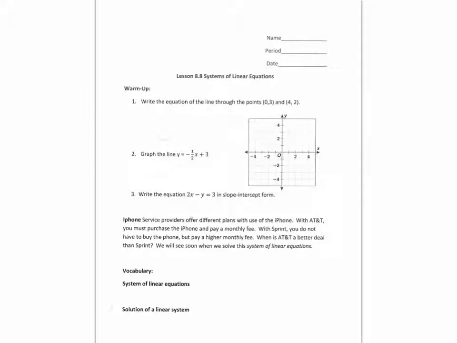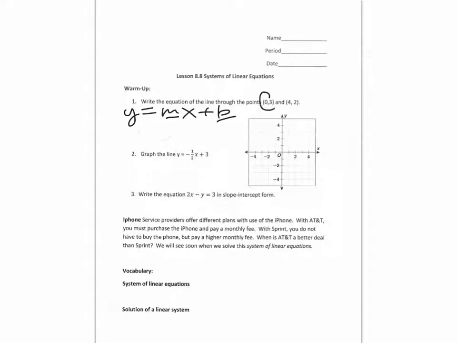I've thrown in a couple of warm-up questions to start with to review what we've seen over the past few days. First question asks us to write the equation of the line through the points (0, 3) and (4, 2). A reminder that we are working in slope-intercept form. We've also called that y = mx + b, where m is your slope and b is the y-intercept.